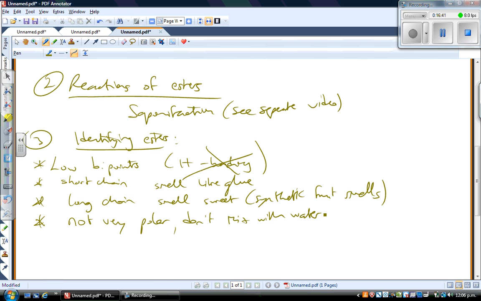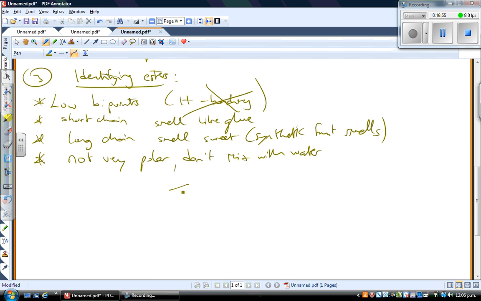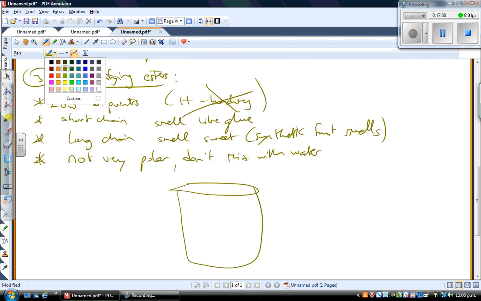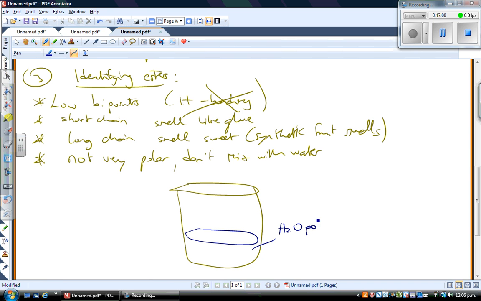And this is why one of the steps in your experiment was to, after you performed your carboxylic acid plus your alcohol reaction, you were told to add some water. And the idea here was the water would act to separate out the ester product from any unreacted carboxylic acid and alcohol, which are both miscible with water. So if I just represent this with a diagram, this is water. Water is a polar solvent. And inside the water, you would have any unreacted carboxylic acid, and you would have any unreacted alcohol.